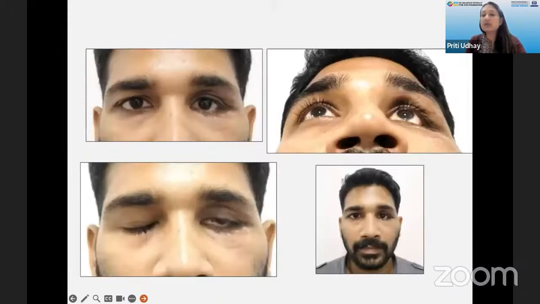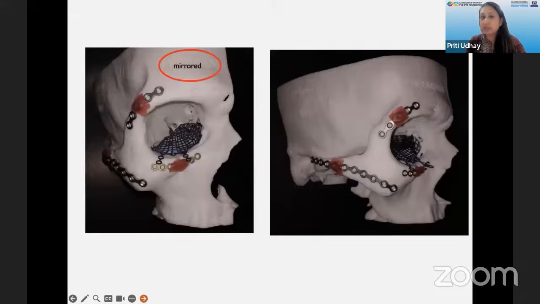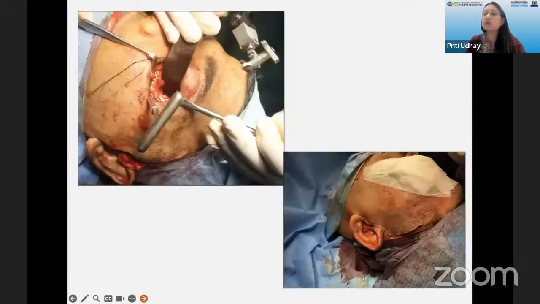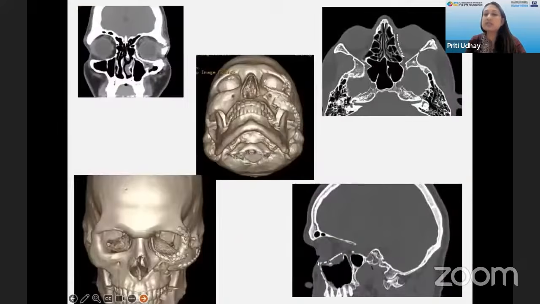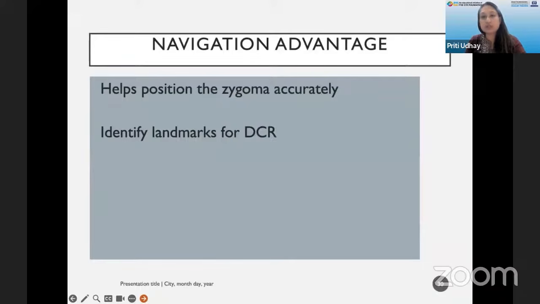Now, another case where there is a malunion of zygoma. This patient has had surgery before, but you can see zygoma is still rotated. The floor is still fractured. So in this case, again, we have recontoured implants on the mirrored skull model and also used navigation. And you can see that the reconstruction is now perfect. So accuracy and precision increases when you do these kind of virtual planning.